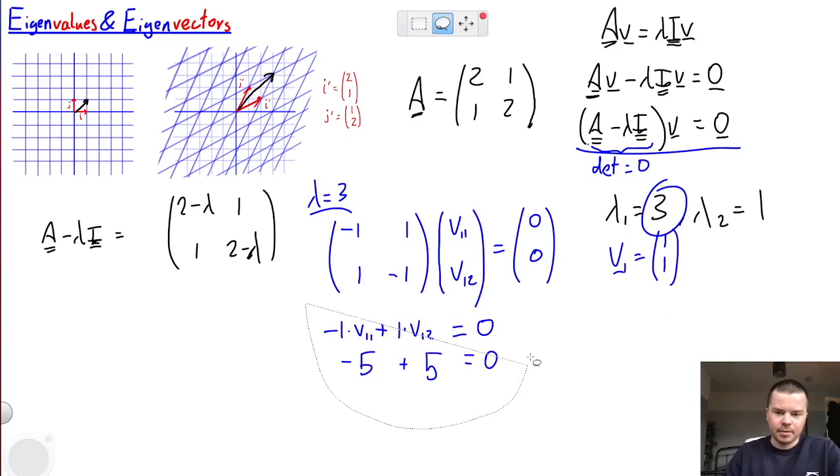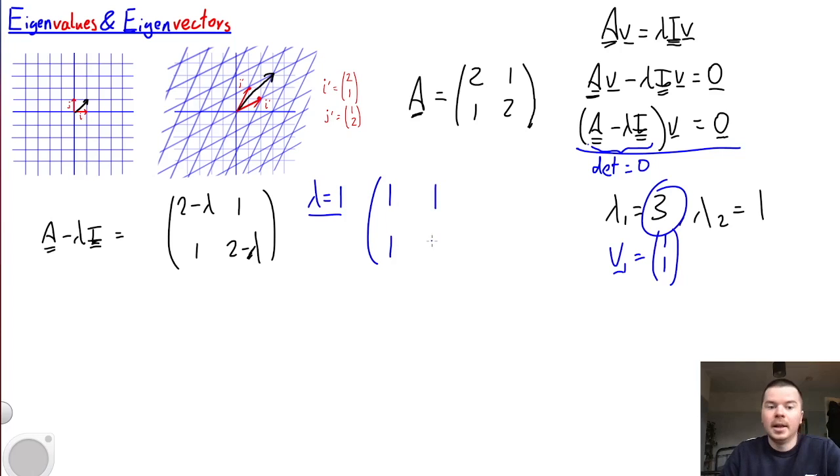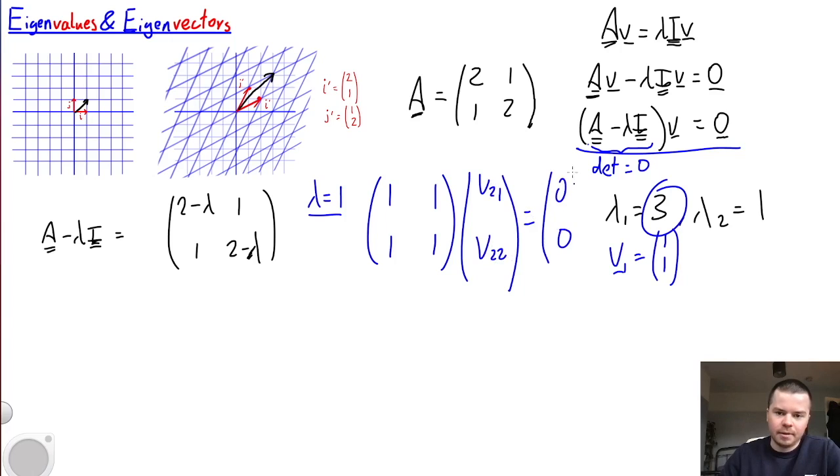So let's get rid of this scenario, and we'll try this out with lambda equals 1. So this is supposedly going to give us a second eigenvector. So if we have lambda equals 1, then we substitute that in here, we're going to end up with a matrix of 2 minus 1, which is 1, 1 again, 1 again, and then 2 minus 1, 1 again. And once more, this is multiplying v21 and v22. And again, that's going to give us the 0 vector.